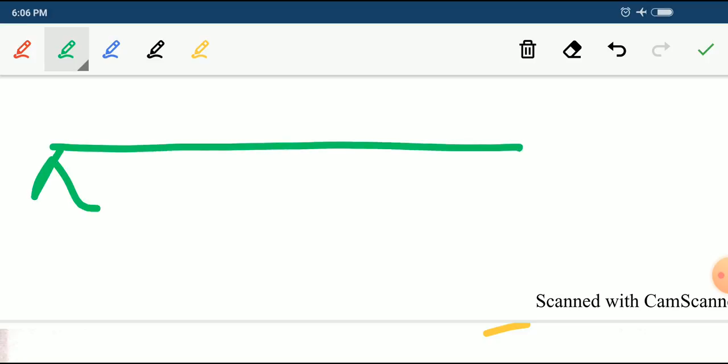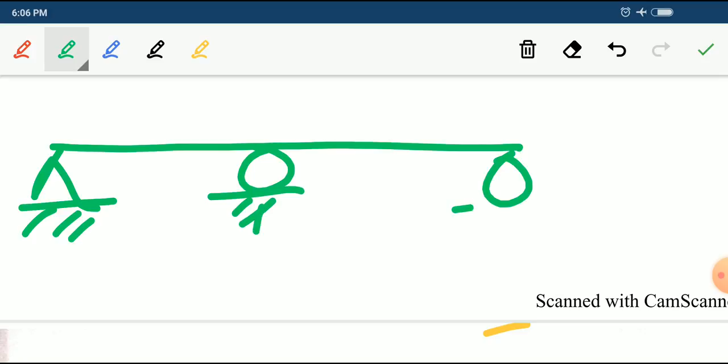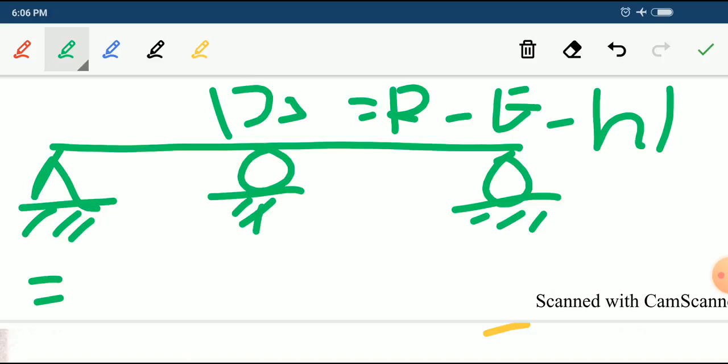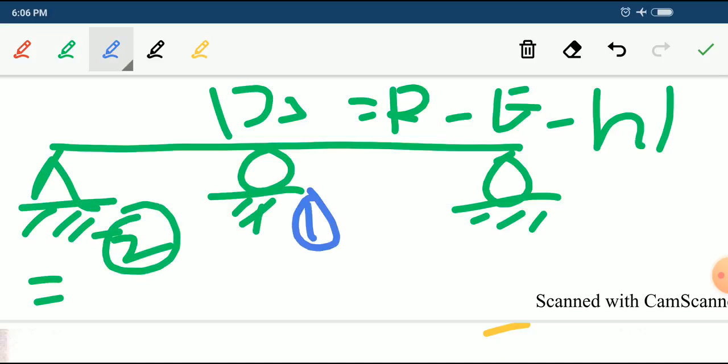So I will take, this is hinge, this is roller, this is roller. You tell me, you solve this one directly: R minus E minus H dash. The number of reactions are 2 here, 1 here, and 1 here. Means total number of reactions are how much? 4. The number of static equations are 3.